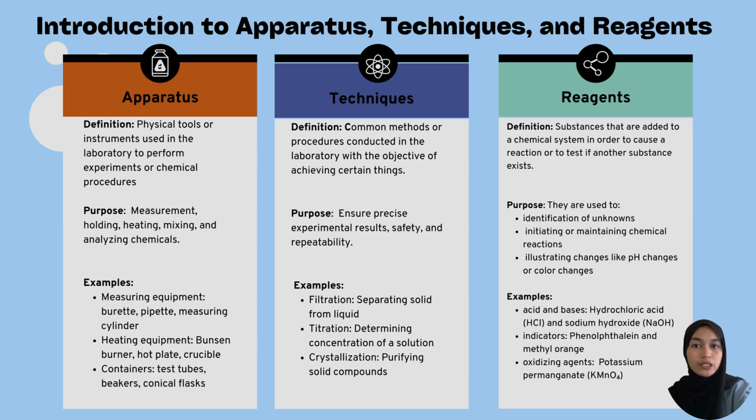Lastly, chemical reagents are substances that are added to a chemical system in order to cause a reaction or to test if any substance exists. They are utilized for identification of unknowns, initiating or maintaining chemical reactions, and illustrating changes like pH or color changes. Some examples of general reagents are acids and bases like hydrochloric acid and sodium hydroxide, indicators like phenolphthalein and methyl orange, and oxidizing agents like potassium permanganate.